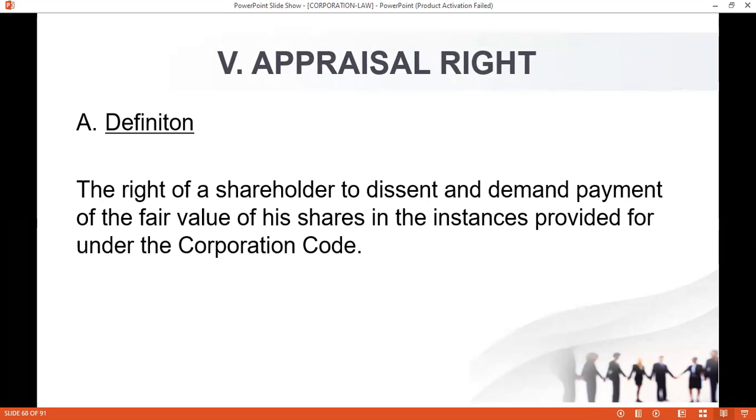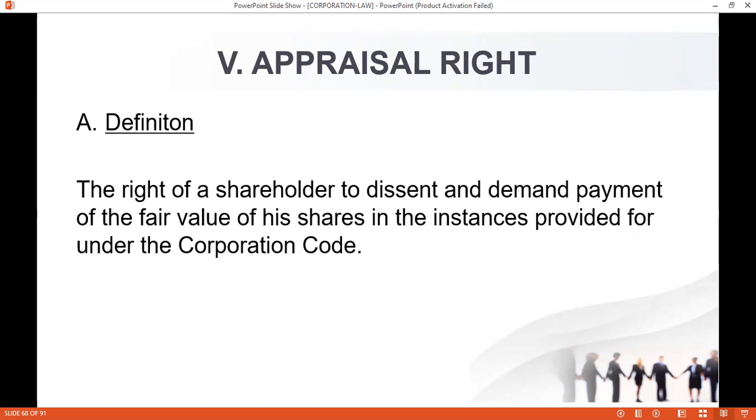So ano ba itong appraisal right? This is the right of a shareholder to dissent and demand payment of the fair value of his shares in the instances provided for under the corporation code. 'Di ba? Kapag merong mga major decisions yung corporation, kailangan nilang mag-call ng regular or special meeting ng mga stockholders para makuha nila yung two-third votes, right?